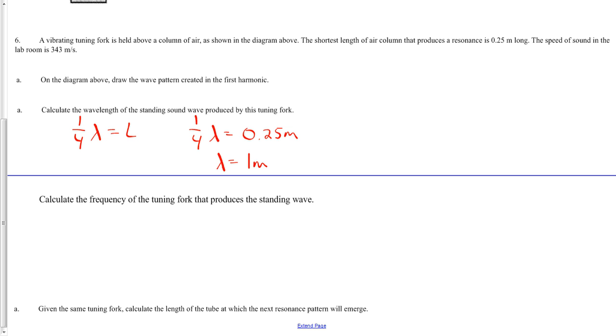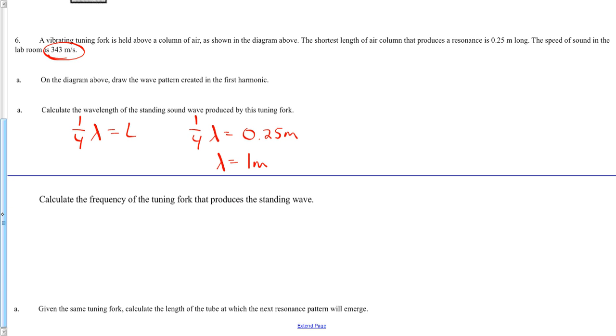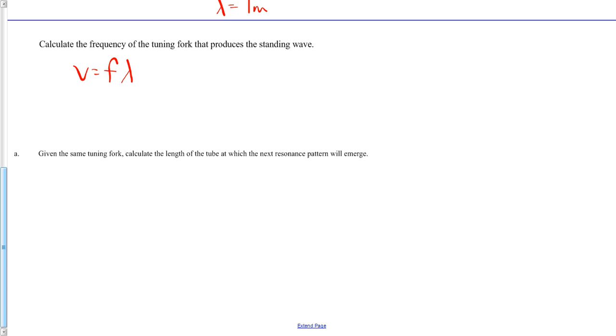The frequency of the tuning fork that produces that wave. We're given velocity in the problem of 343, which is typical room temperature. V equals F lambda. 343 meters per second equals frequency times wavelength, 1 meter. Frequency is 343 hertz.